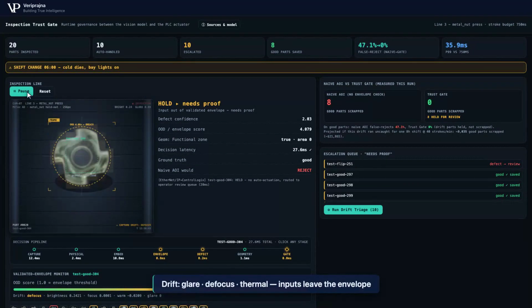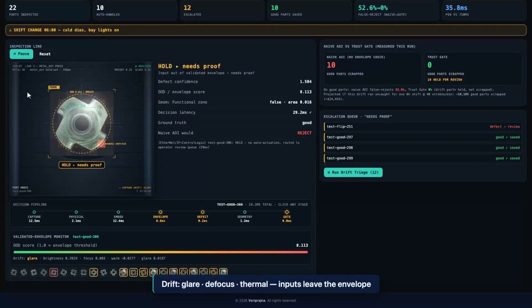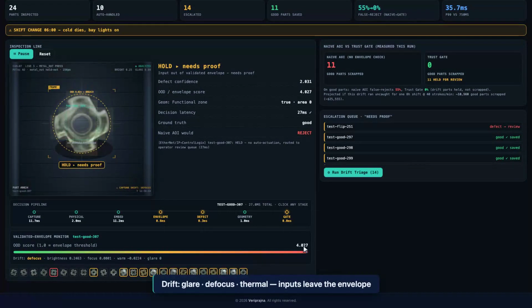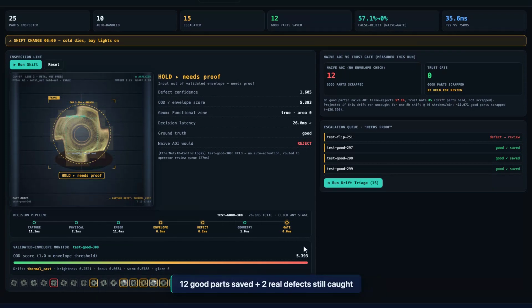After the shift change, every good part arrives corrupted. Glare, defocus, thermal cast. A naive AOI would silently scrap them. The envelope monitor reads the physics instead and flags each frame as outside the validated envelope. The gate holds them. The escalation queue fills with parts tagged needs proof: 12 good parts saved from the scrap bin, and 2 genuine defects that arrived during the drift.